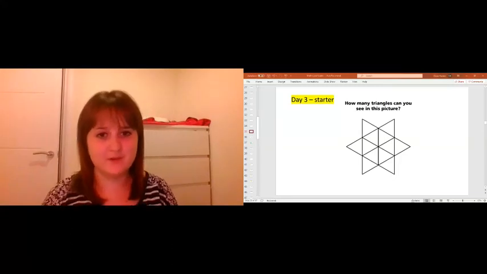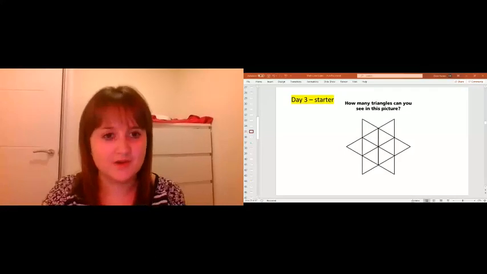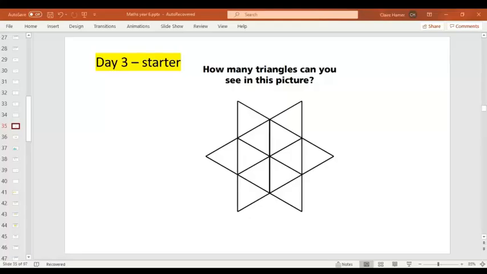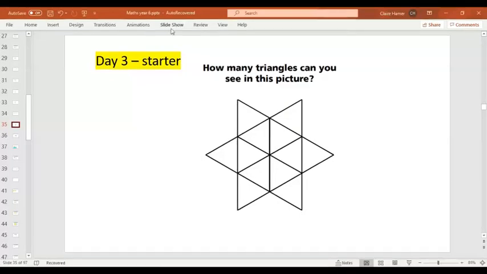I'm going to start off with a starter all about triangles. So it says, how many triangles can you see in this picture? And you need to think outside of the box. Pause the video and start thinking.